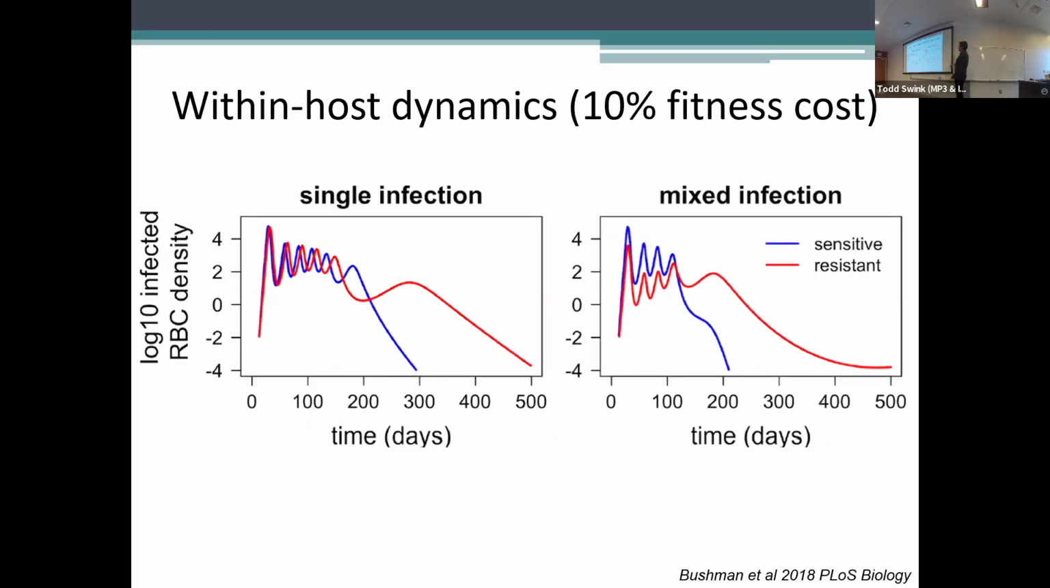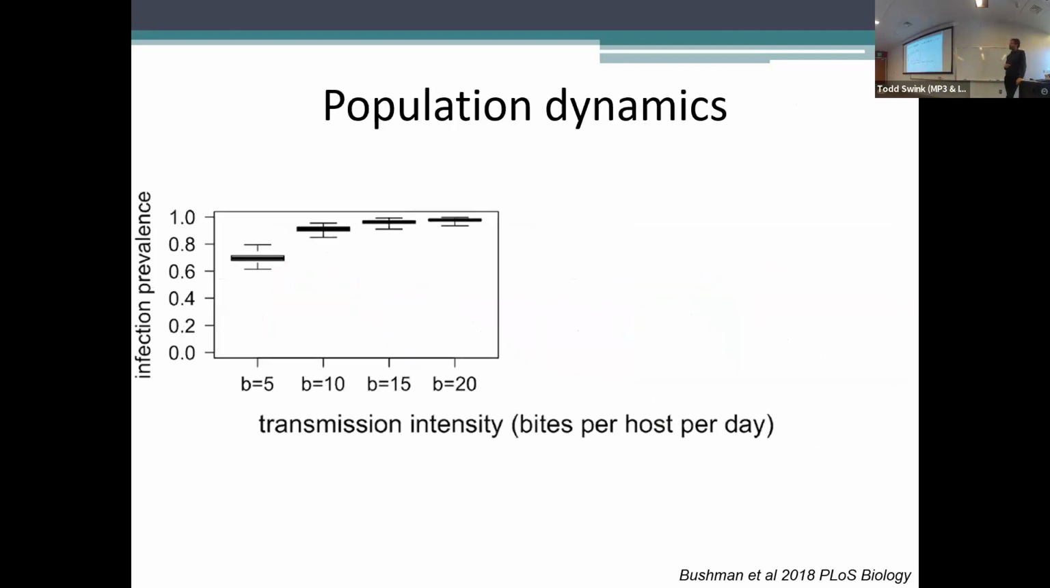So in a mixed infection, that 10% fitness cost, just saying you have 10% lower fitness when you're resistant, is really hammering you in that competition with the sensitive parasites. Again, these are log scales, right? So there's orders of magnitude difference there. What that's telling us is that competition can really amplify the cost of resistance. And so these resistant parasites don't do well.